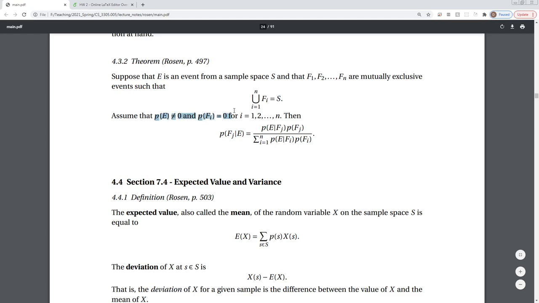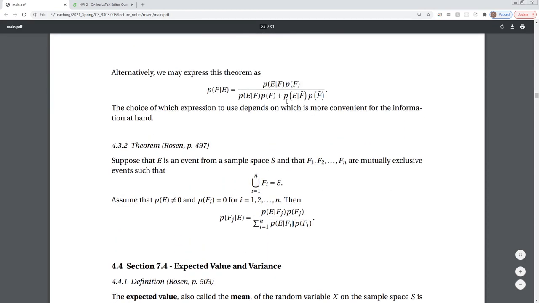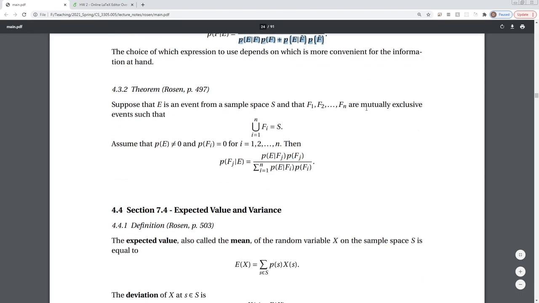So given that both of these probabilities are non-zero, the probability of F sub J given E is equal to the probability of E given F sub J times the probability of F sub J, all over the sum of these probabilities, right? And so this is just an extension of Bayes' theorem, but where we're looking at more and more pairwise events.